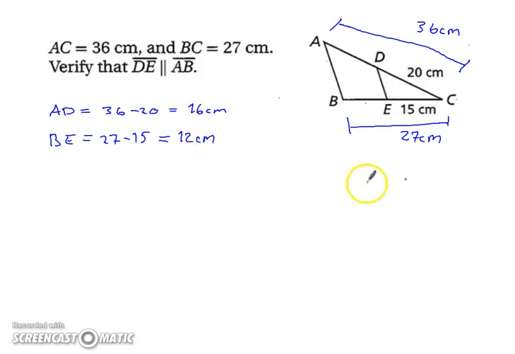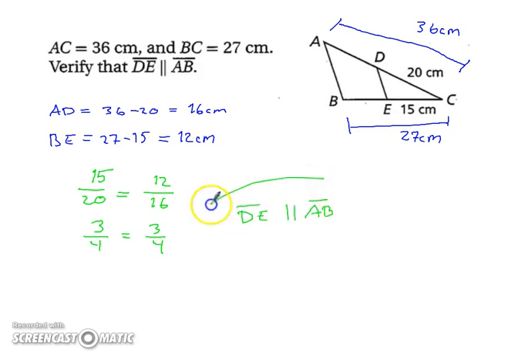Now we can set up a proportion now that we have our needed information. We can set it up as 15 over 20 equals 12 over 16. If we reduce 15/20ths, we'd get 3/4. Likewise, when we reduce 12/16, we'd also get 3/4. Therefore, DE is in fact parallel to AB.